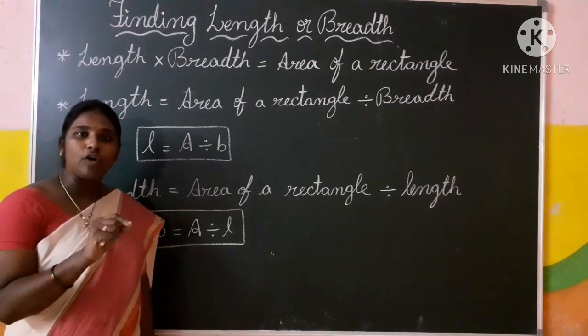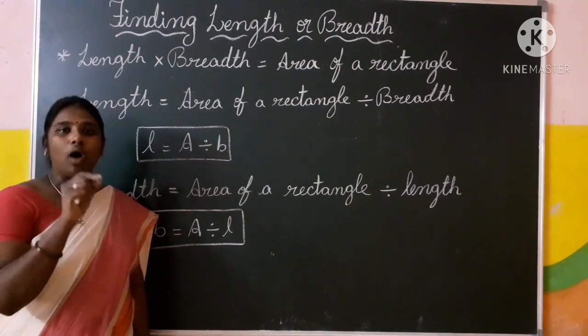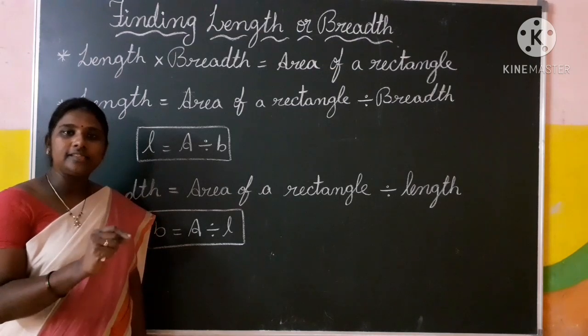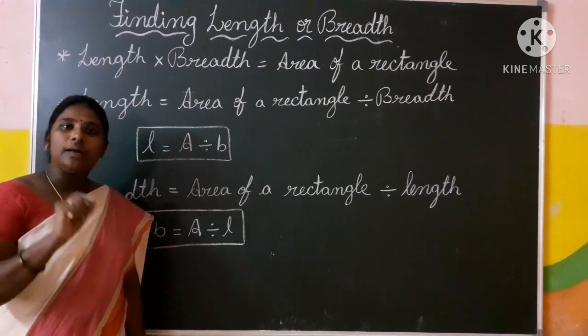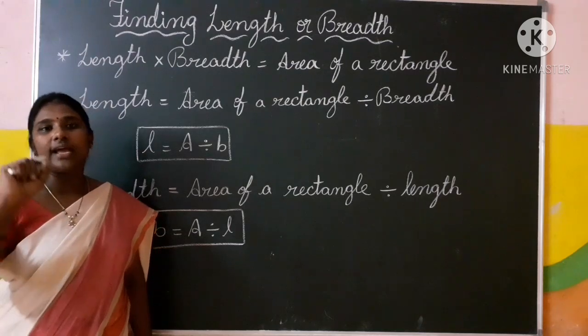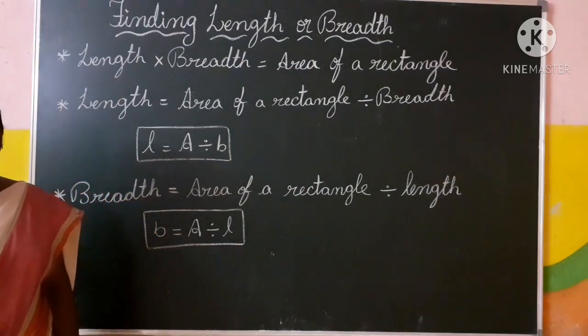Area of rectangle formula is length into breadth. If we want length, length is equal to area of rectangle divided by breadth. If we want breadth, breadth is equal to area of rectangle divided by length.